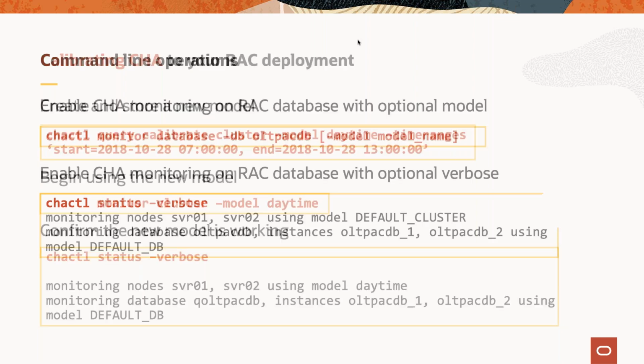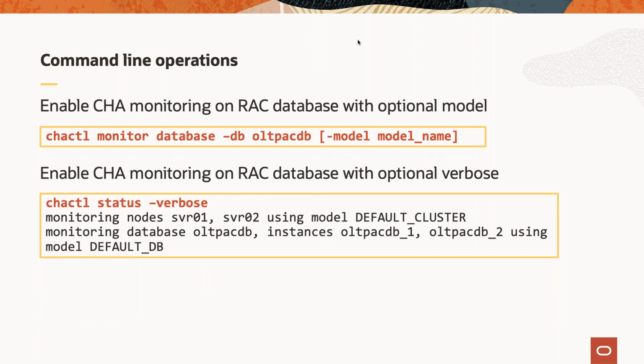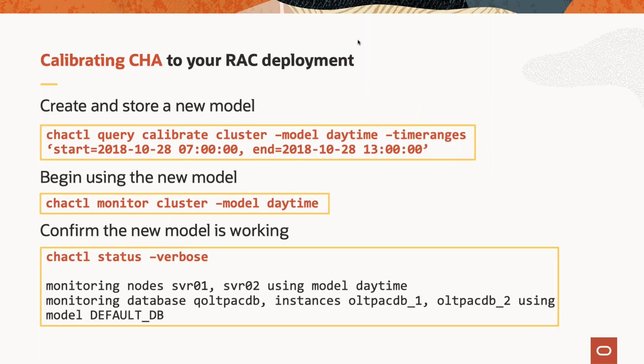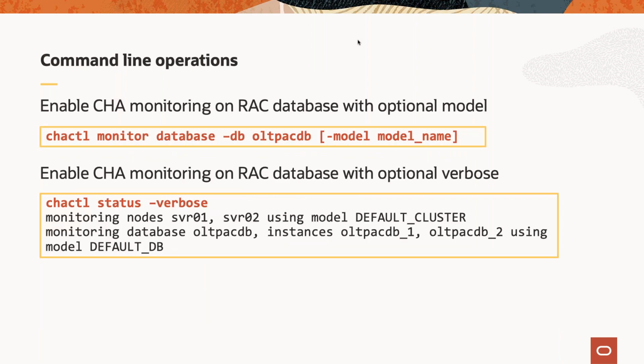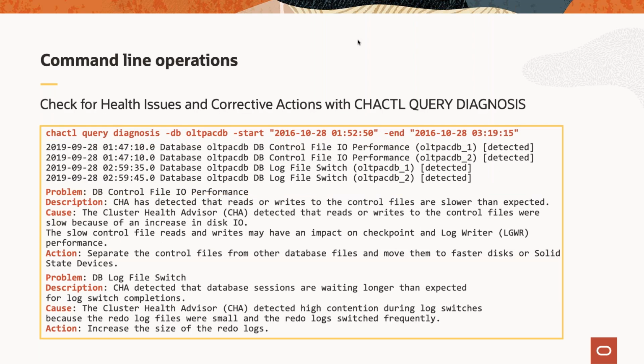Then subsequently, you can enable the monitoring for your database. Now you can choose to monitor a specific database, or you can monitor all databases by default. You run this command once. All this is once. So you calibrate, you monitor the cluster and establish the new model. You verify that the model is working. You monitor the databases. You again verify that the databases are being monitored successfully. And then this is the only command you need to run every time you're looking for a problem.